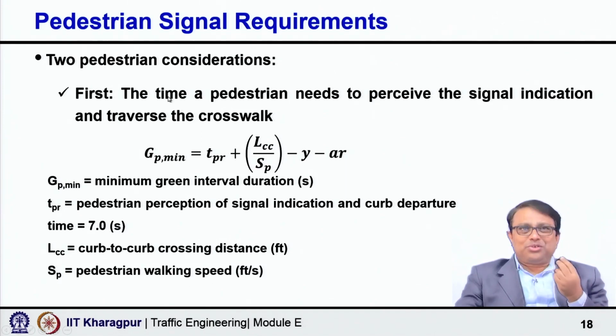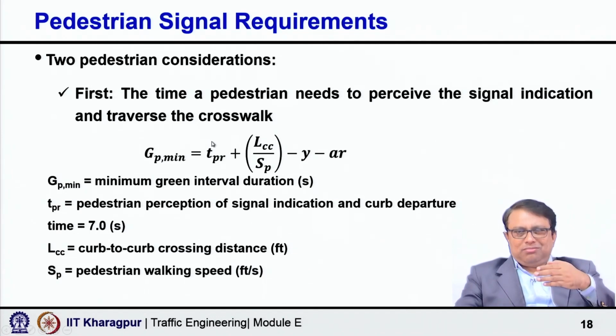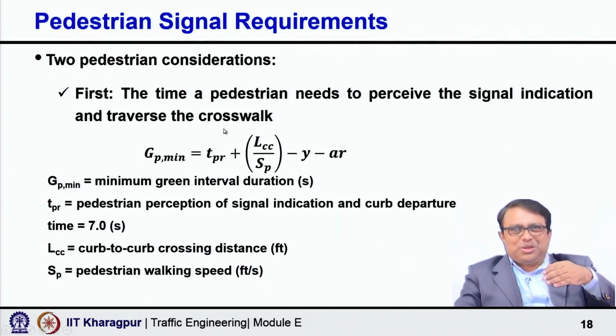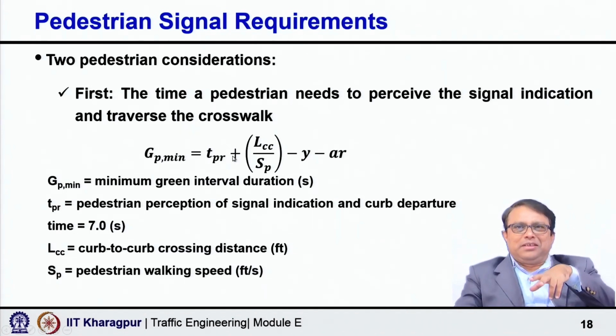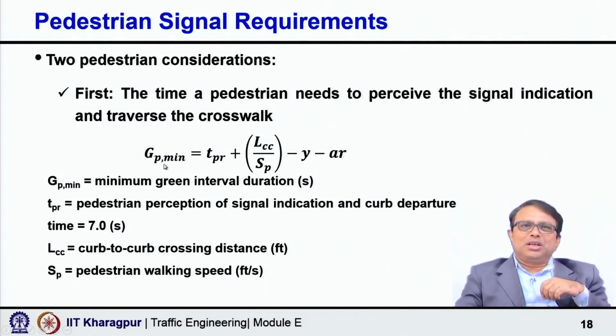The first one is the time a pedestrian needs to perceive the signal indication and traverse the crosswalk. They have to cross the road. So, what is that length? Here you can say this is the minimum time required. We are not considering the pedestrian volume here. Suppose one person, but that one person has to cross the road safely. So, what is that minimum time required?